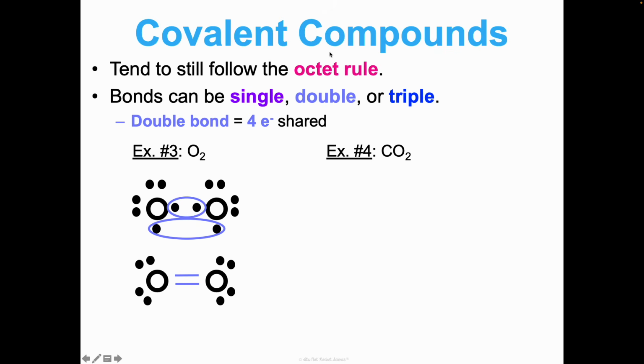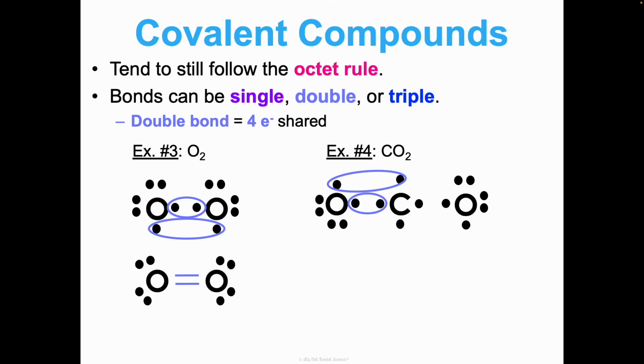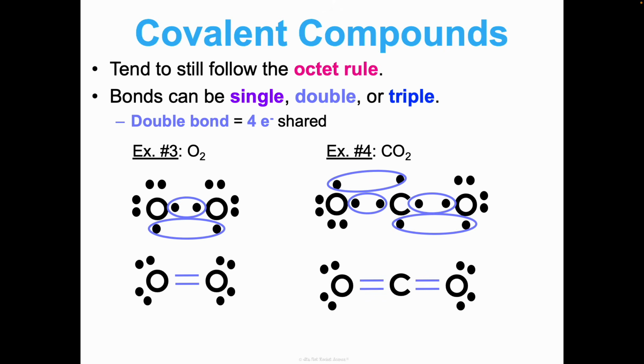And then another example is carbon dioxide. Carbon has 4 valence electrons. Oxygen has 6. So if we just draw one, we can see that these can share, and there's my other oxygen on the other side. Those can share and these can share. And then I end up like this.